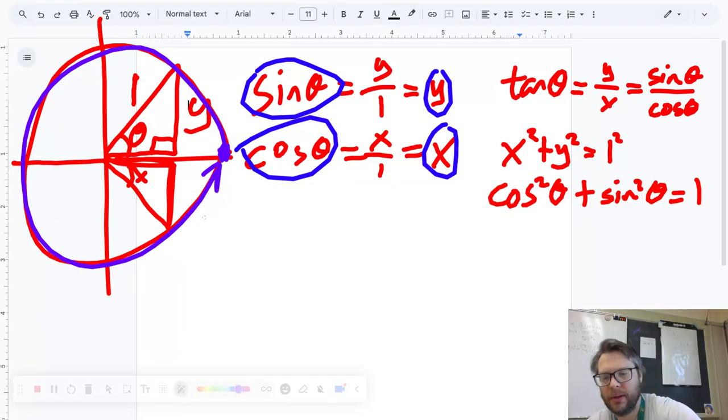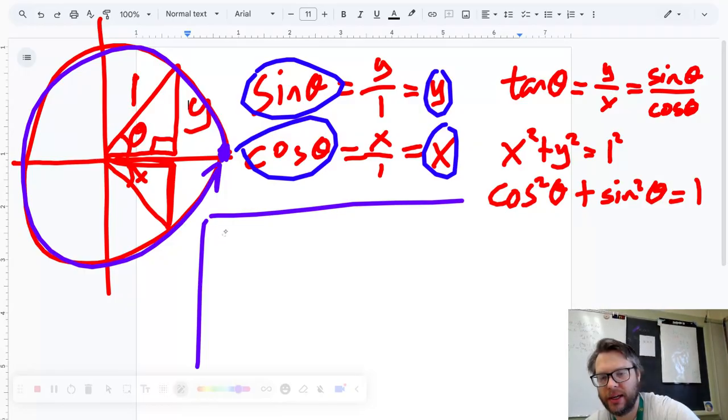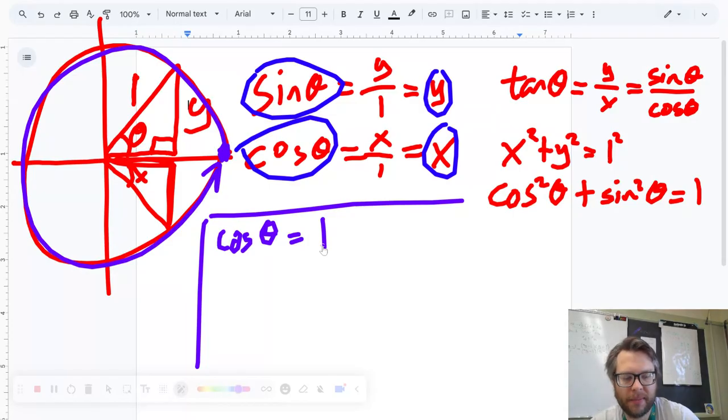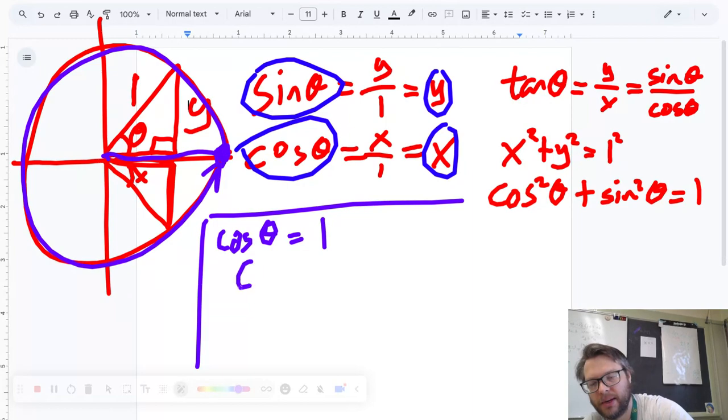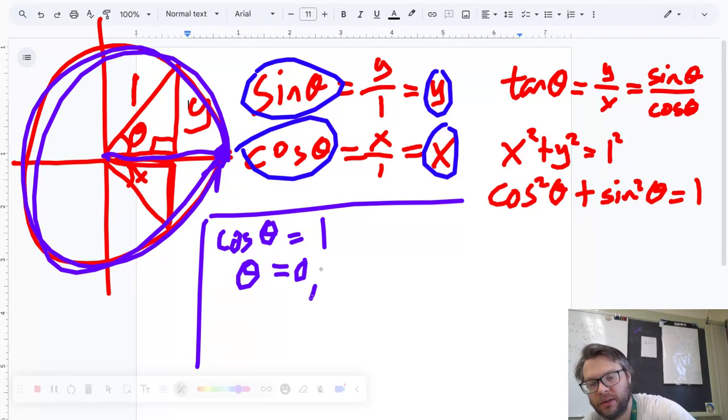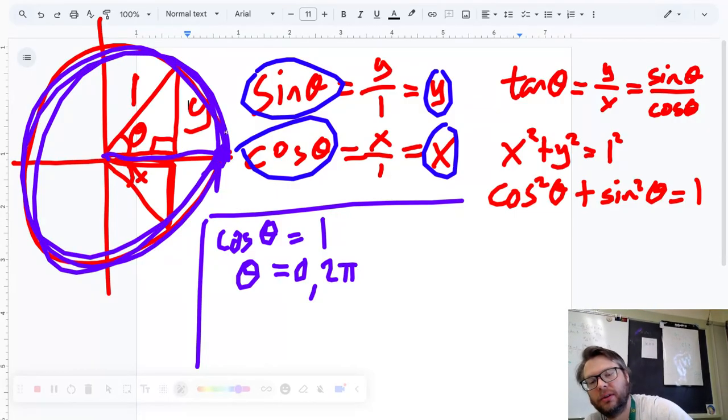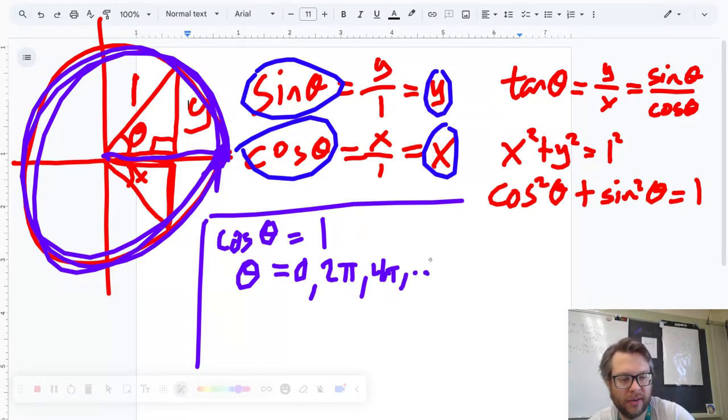So, for example, if I was trying to solve the equation cosine of theta equals 1, that means where does the x value on the unit circle equal 1? Well, that equals 1 when I go completely to the right here. So that happens right at the beginning of the unit circle, but it also happens after a full rotation. So another possible answer is 2 pi, a full rotation, or 360 degrees. And I could do another full circle. So it could be 4 pi, or 6 pi, or 8 pi, etc.